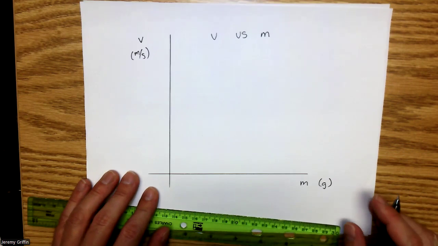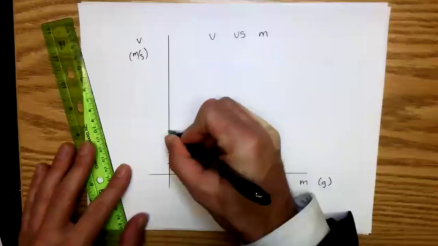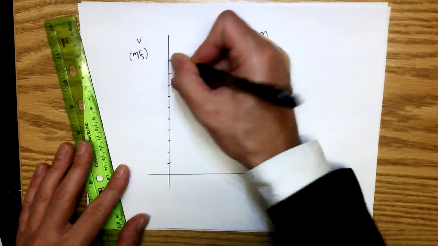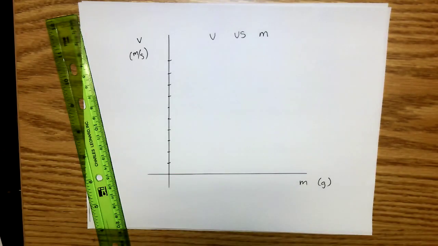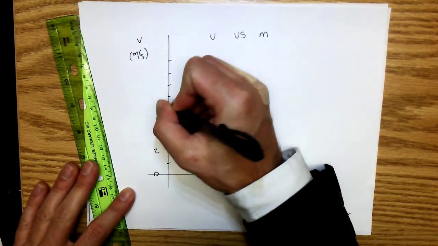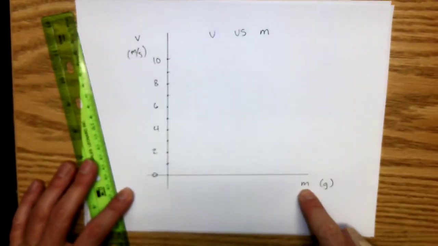How do you guys do grams? 2, 3, 4, 5, 6, 7, 8, 9, 10. Is this the speed versus mass swinging? Yeah, that's it. So 0, 2, 4, 6, 8, 10 right there. And then mass.